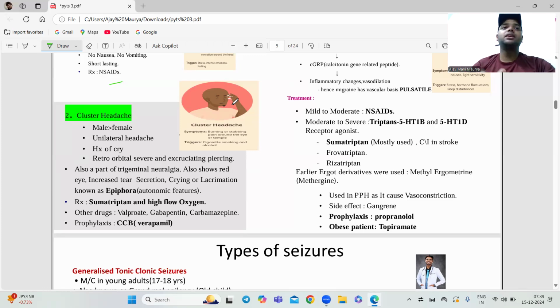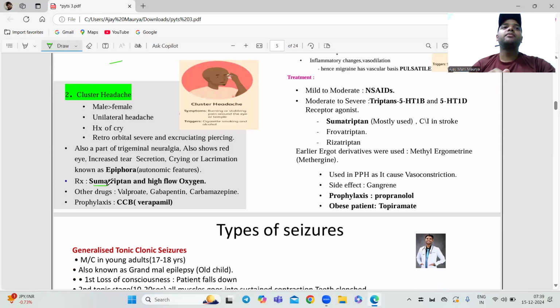For treatment, the first line is sumatriptan and high flow oxygen. Other drugs we can use are valproate, gabapentin, and carbamazepine. Also, guys, remember that for prophylaxis it is a CCB, for example verapamil.